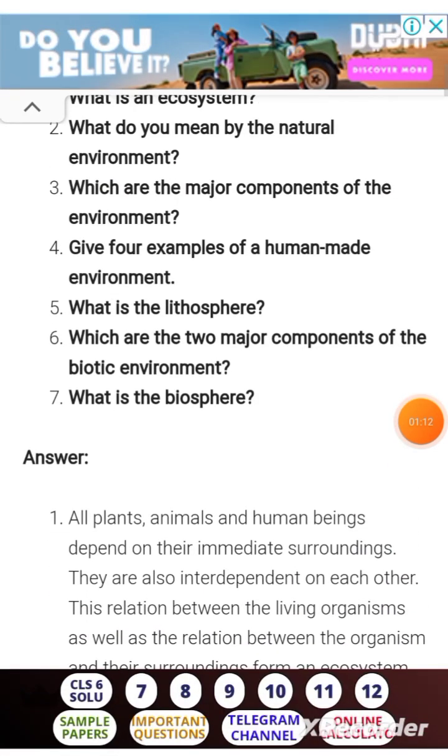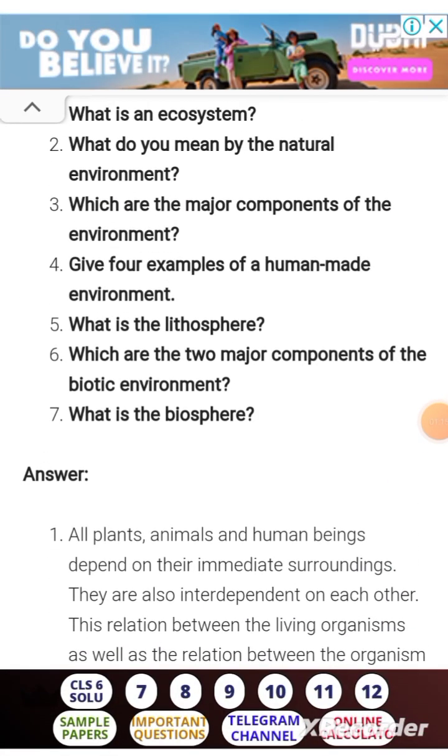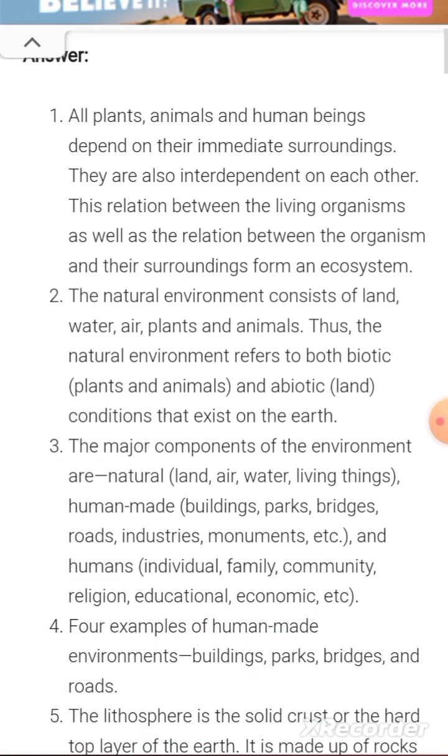Next question, third, what are the major components of the environment? So the major components of the environment are natural: land, air, water, living things. Human made: buildings, parks, bridges, roads, industries, monuments, etc. And human: individual, family, community, religion, education, economic, etc.